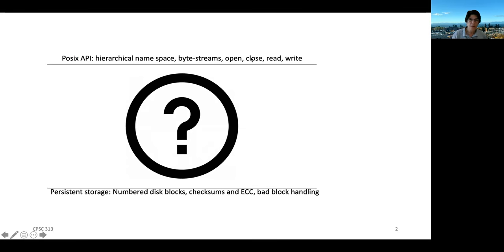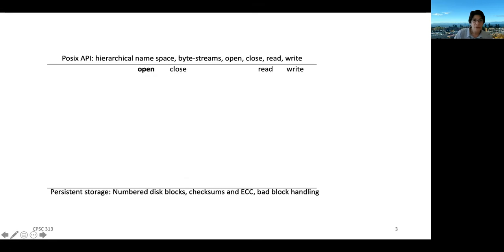So at the top, we have the file system API: open, close, read, write. Down here, we have persistent storage, which is just a collection of numbered disk blocks with some error handling. And all we can do is read and write those entire disk blocks. So those don't really look like files. The question is, how do I get from here down to here?